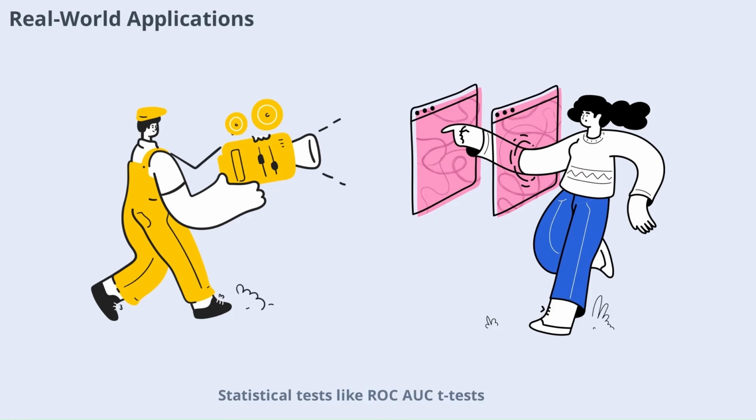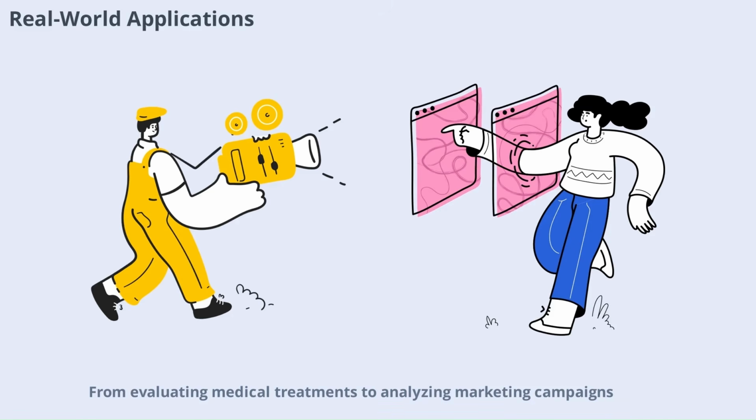Statistical tests like ROC, AUC, t-tests, and ANOVA are used in countless real-world scenarios. From evaluating medical treatments to analyzing marketing campaigns, these tools help professionals make data-driven decisions. Mastering them opens doors to deeper insights and better outcomes.